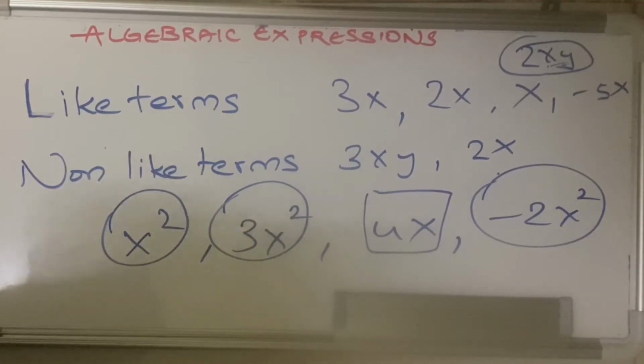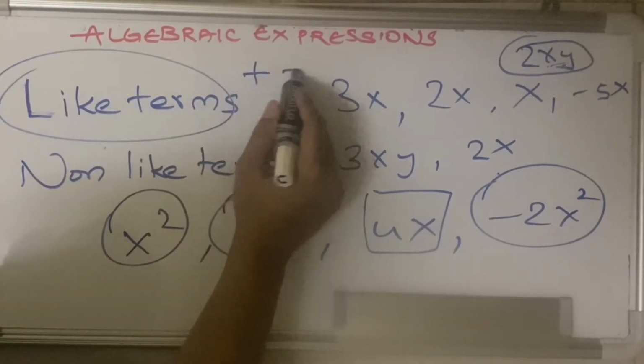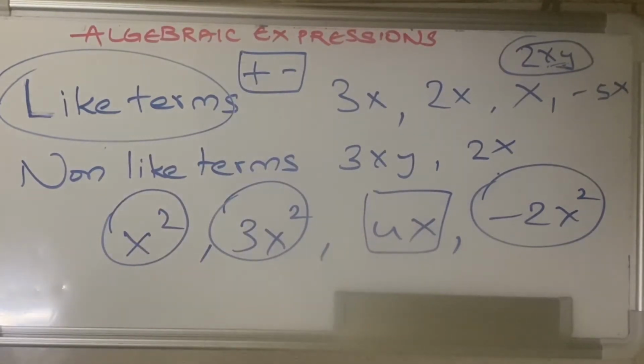And only like terms we can add or subtract. If you have non-like terms, you cannot add them or subtract them. You can multiply them, but addition and subtraction is only possible for like terms. You can add and subtract only like terms. Clear? So let's look into addition now.